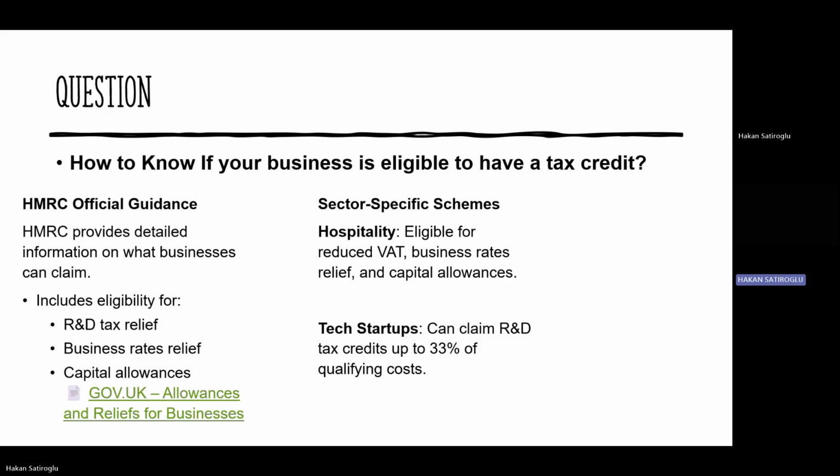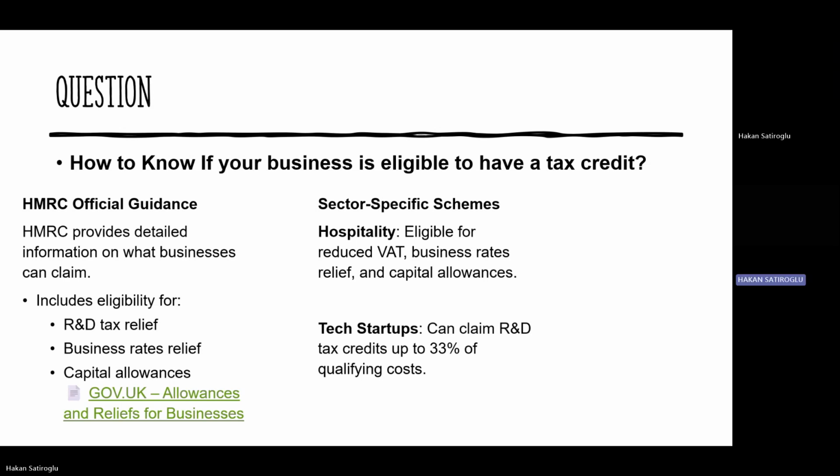Research and development tax relief, maybe business rates tax relief, maybe capital allowances. And I would like to mention capital allowances because it must be a new term for you. And you can also see that sector-specific schemes exist, and they are set by government and politicians.